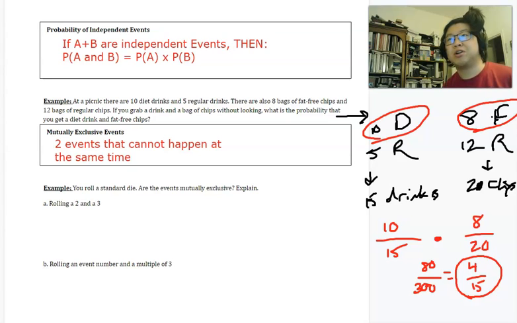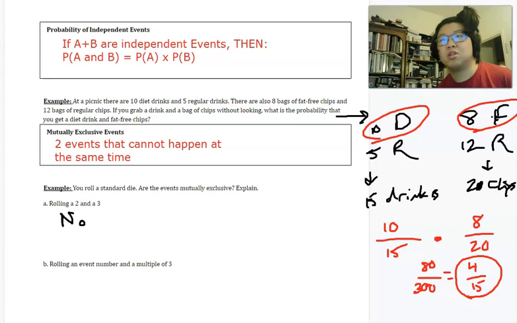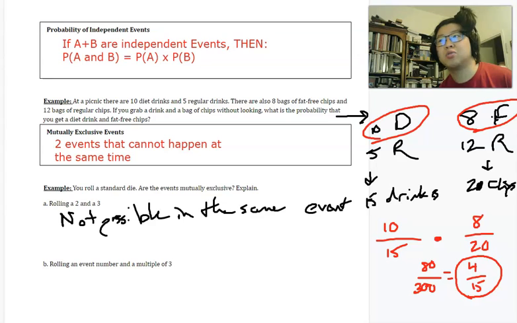So let's take a look at our example. You roll a standard die. Are the events mutually exclusive, and explain? So here we get to our example. If you want to roll a 2 and a 3 at the same time, could you do it? Well, your intuition would say no, because I can only land on one or the other. I can't do both. Not possible in the same event, the one die roll. So these are mutually exclusive.